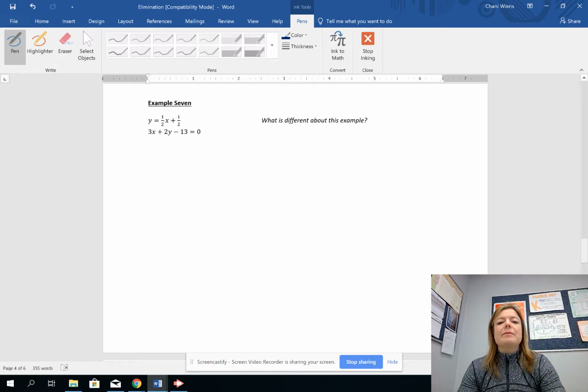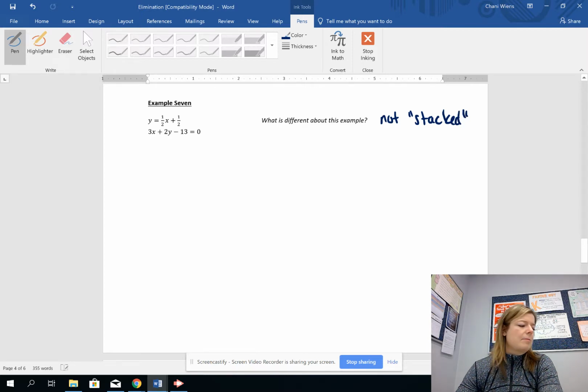Okay, yet again, there's something different about this example where, in this case, first of all, there's fractions, and second of all, these are not stacked. So the equations are not what I call stacked. There's not x's on top of x's, y's on top of y's, that situation. So we need to put them in the same order, and I also want to get rid of the fractions.